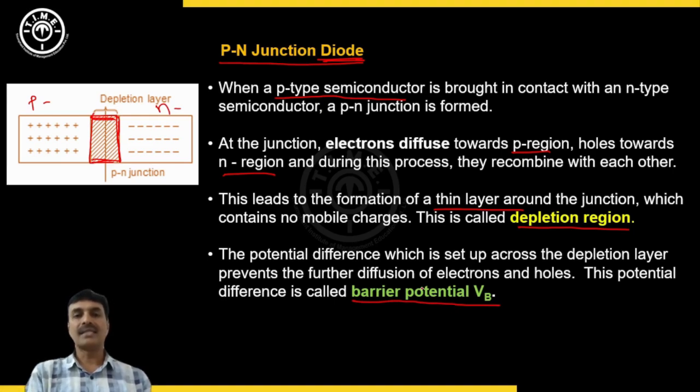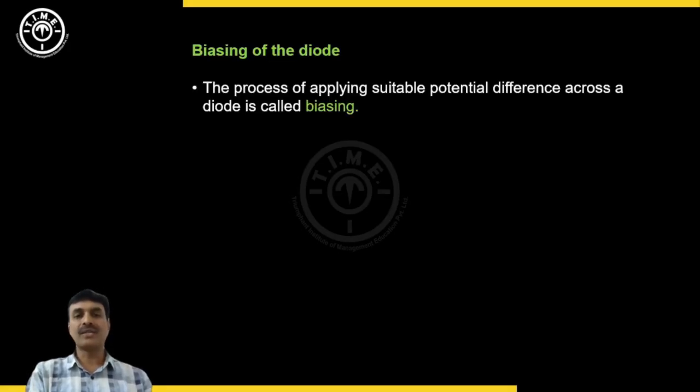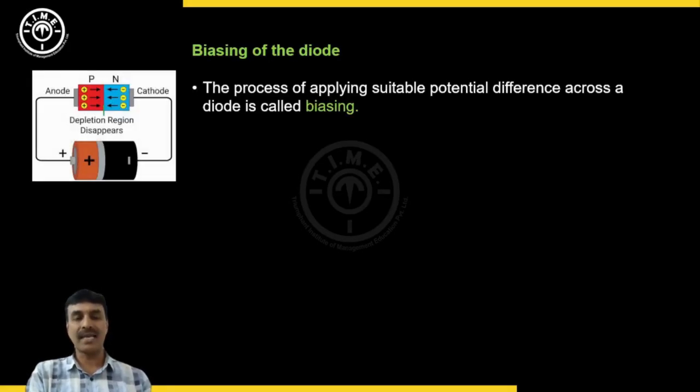Now, this diode can be connected in two different ways in a circuit, and the circuit symbol of the diode looks like this. This is the P side, and this line and the arrowhead indicate the N region. Remember it like that. So it can be connected in two different ways. That is called biasing. There are two ways to bias it: one is forward bias, another one is reverse bias.